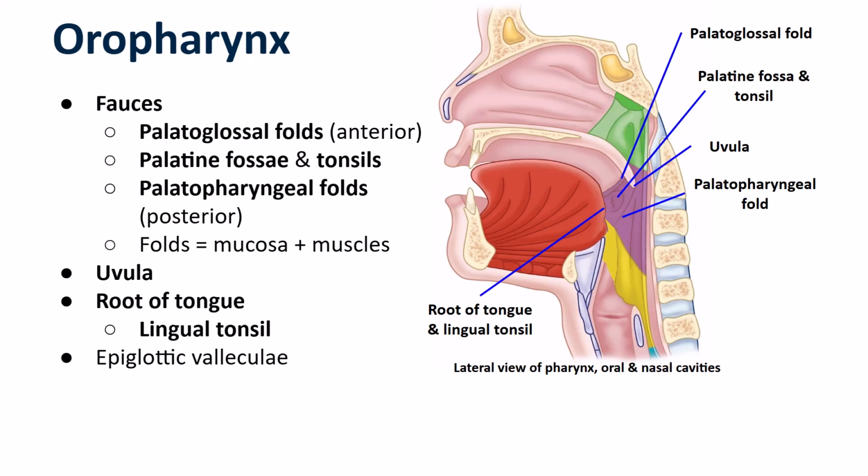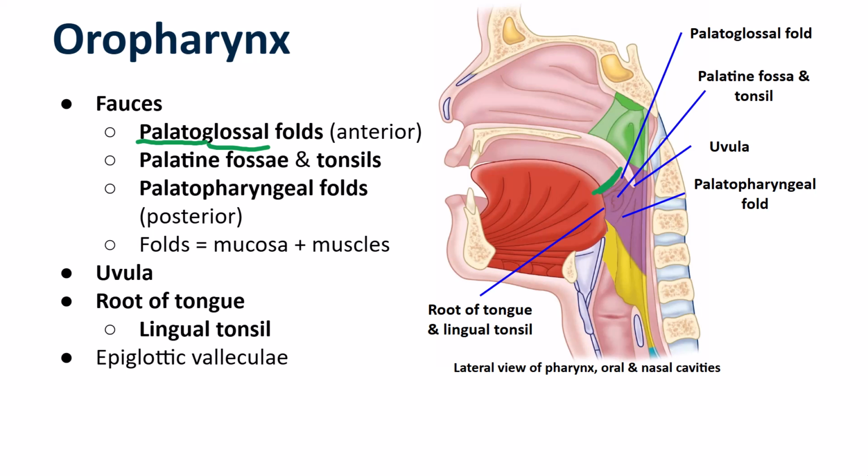Now let's move inferiorly and approach this from the anterior. To start with the oropharynx, we have the palatoglossal folds. Palatoglossal contains the palatoglossus muscle, which runs from the palate to the tongue. That is the anterior boundary of the oropharynx, separating it from the oral cavity.